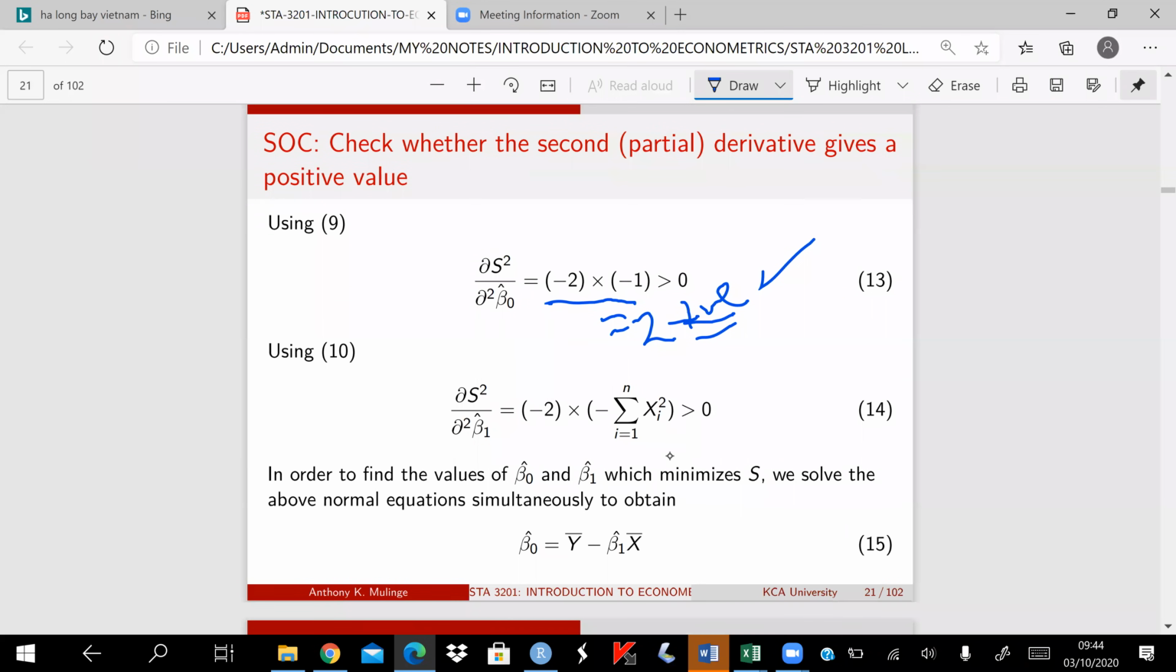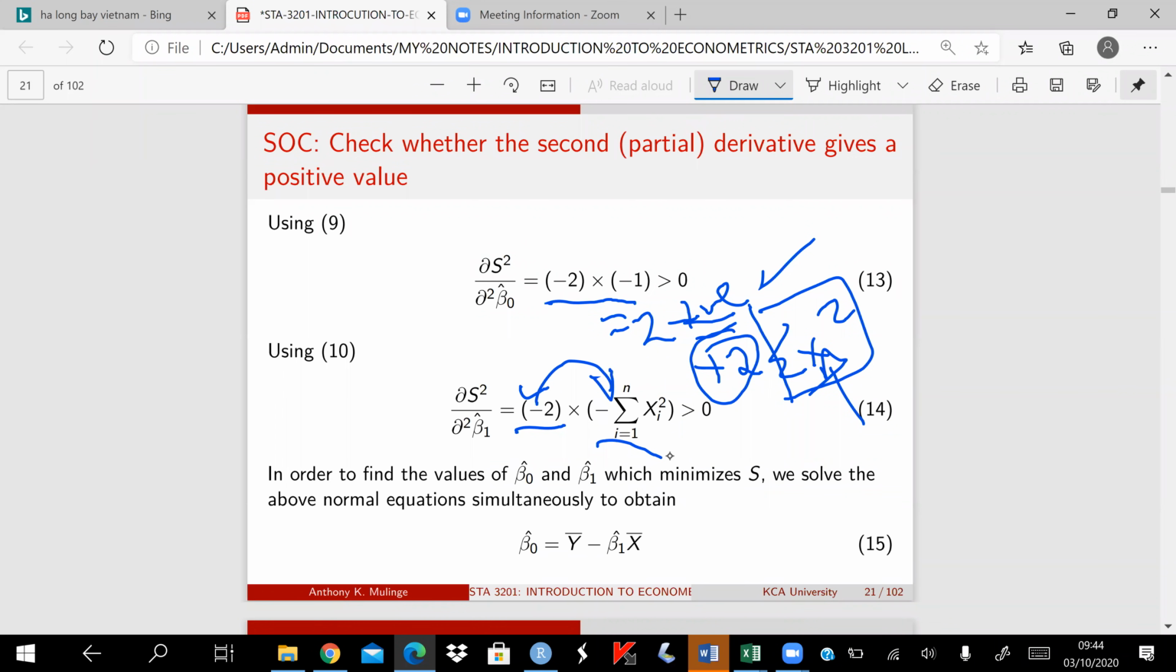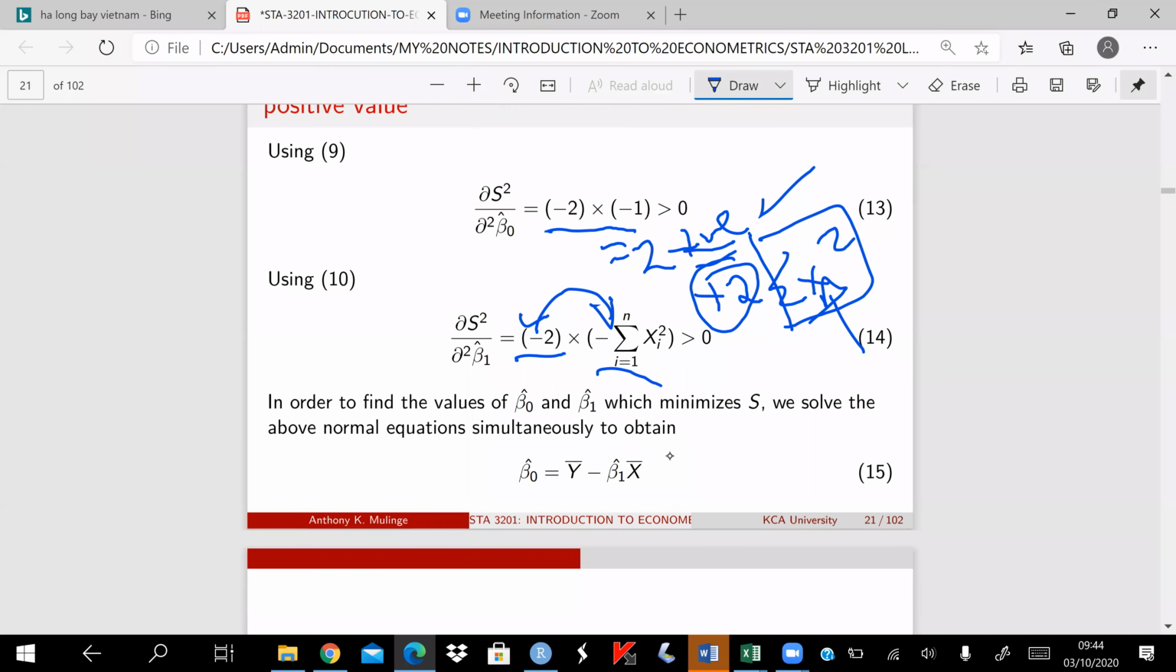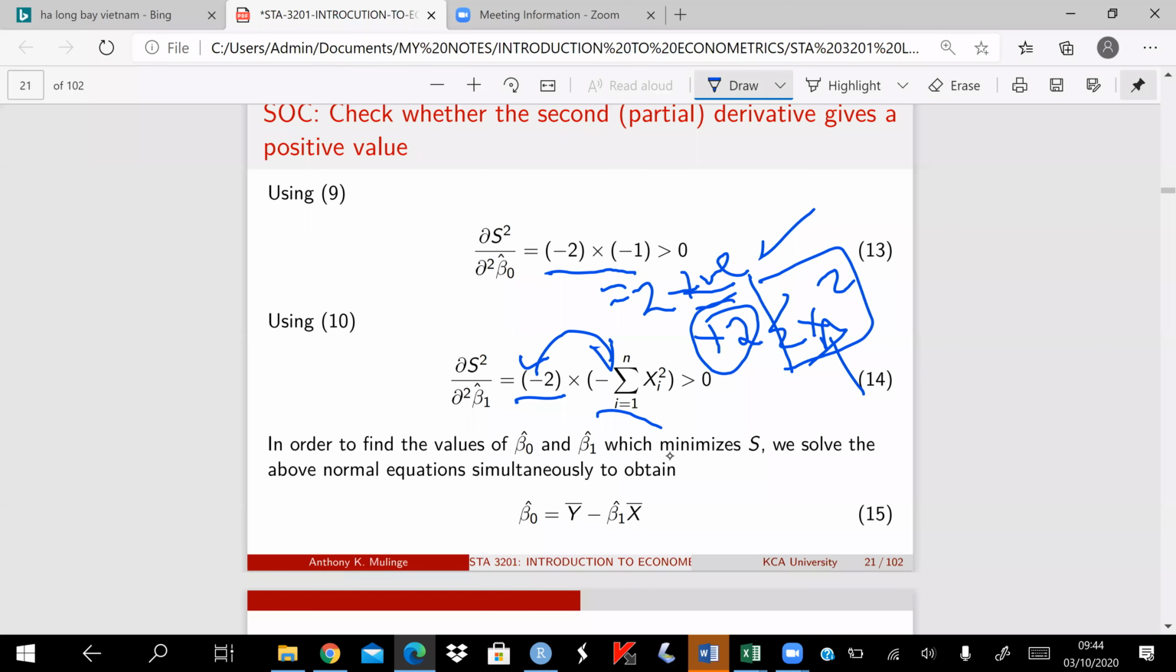So if you do that, you'll notice that the answer will be something like this, where the negatives will cancel, and then you'll end up with a positive 2 times summation of x squared. Clearly this is positive, and there's no way that part can be negative, because when you square a number, you will get a positive value. So that means that condition 2 has been satisfied. As you can see, through OLS, we have satisfied the 2 conditions, and clearly we have minimized the function S.